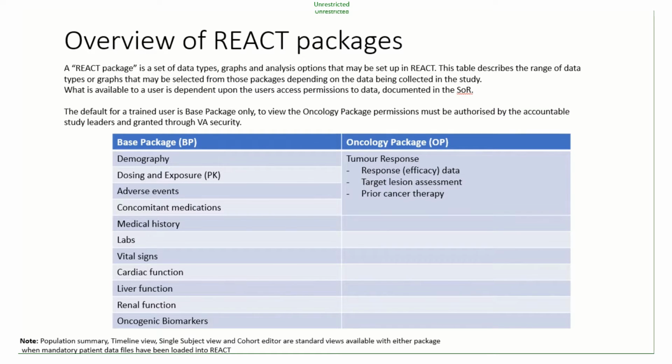The base package includes demography, dosing and exposure, adverse events, concomitant medications, medical history, labs, vital signs, cardiac function, liver function, renal function, and oncogenic biomarkers. This is the default package, and this is all the data that a user will be able to see. However, if a trained user requires access to oncology data, then access permissions to the oncology package must be granted through VA Security.